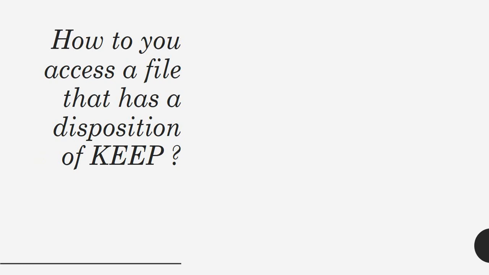Okay, so another question that you will encounter in JCL is: how do you access a file that has a disposition of a key? So how do you answer that? In the JCL you need to specify VOL=SER, volume equal to serial number. If you specify this, this is how you can access a file which has a disposition of the key.